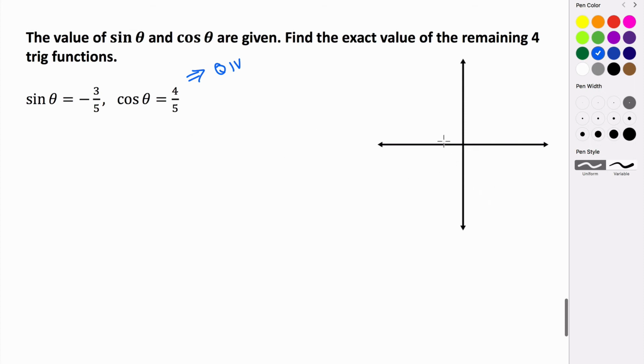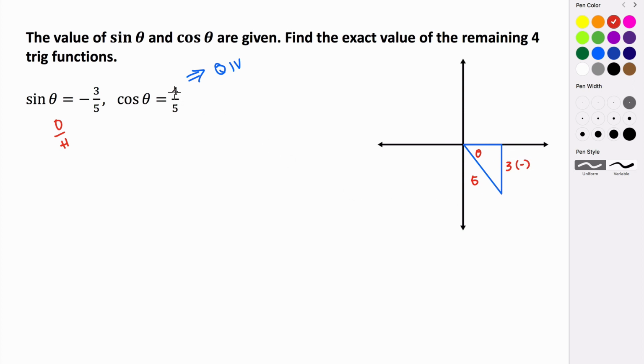Now we need to draw our right triangle. So here's our triangle, and this is theta here. This triangle is not really drawn to scale. I just drew a triangle in the fourth quadrant. We're told that the sine is negative 3/5. We know sine is the opposite divided by the hypotenuse, so our hypotenuse is 5, and the opposite leg has a length of 3, and it's in a negative direction because it's a negative y value.